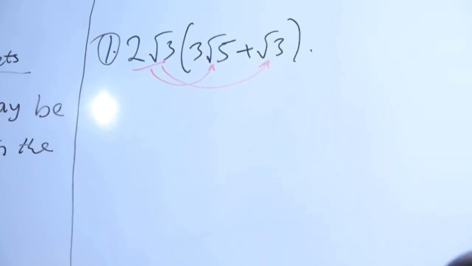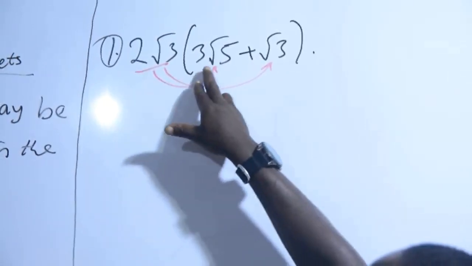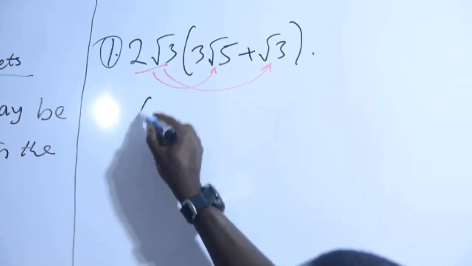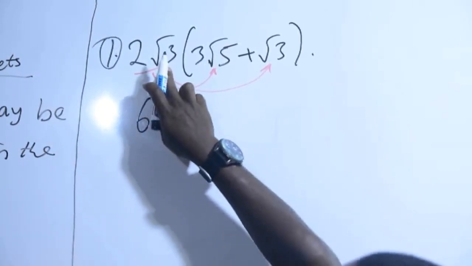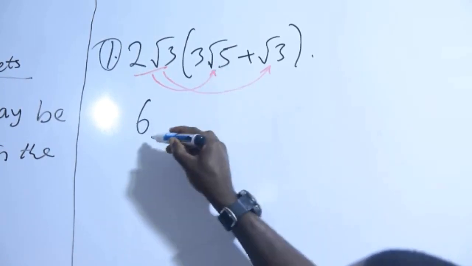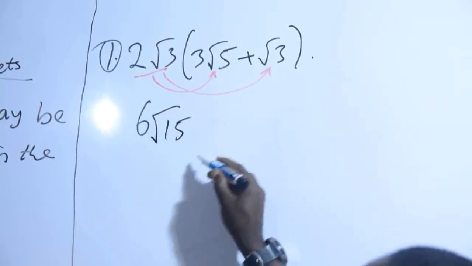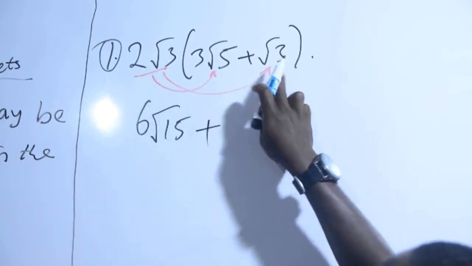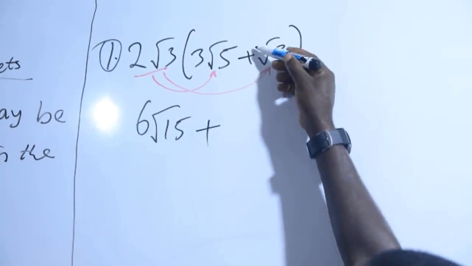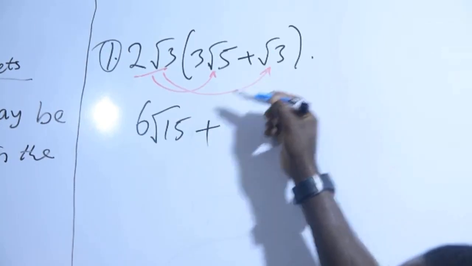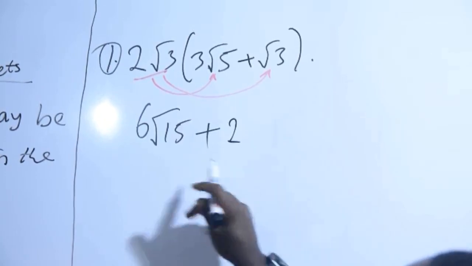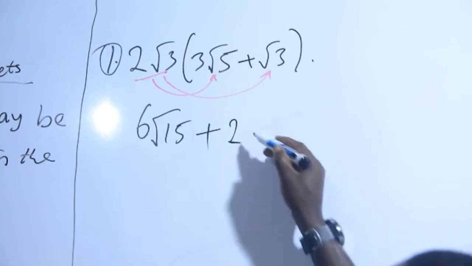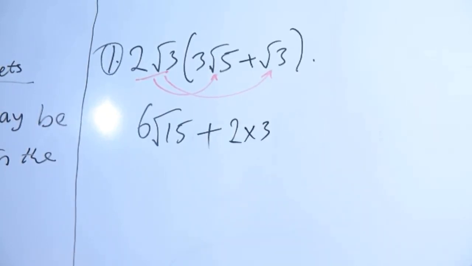Are we following? So 2 root 3 times 3 root 5. The 2 here will multiply this 3 to give us 6. And then the root 3 will multiply root 5 to give us root 15. Then we now have plus 2 root 3 times root 3. You see there is no number before this square root and it's the same thing as 1. So 2 times 1 will have 2. And then root 3 times root 3. If you can remember, it's root 9, isn't it? And root of 9 is what? 3. So you have times 3.